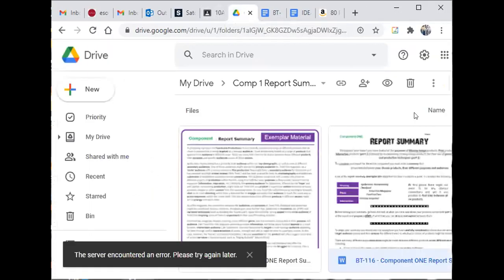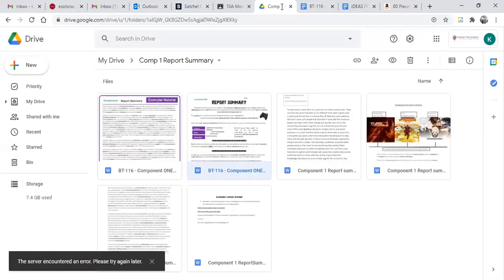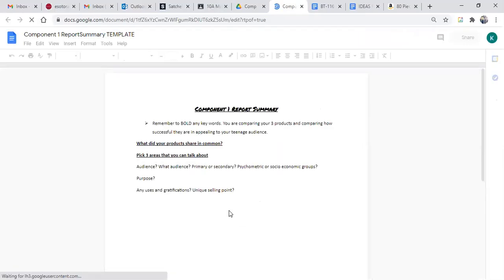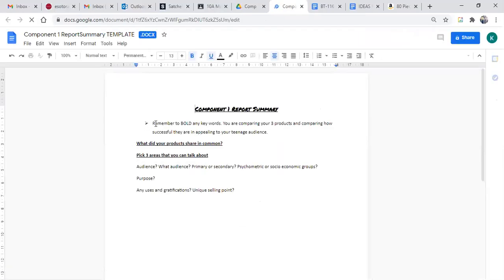Let's go back to this. I'm going to show you the template, which obviously is very straightforward. You just open this up and you just start working in it yourself. A couple of things to remember is put any keywords in bold. You're looking at 3 products and how they appeal to your teenage target audience.